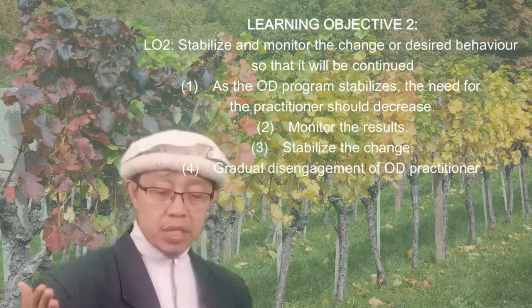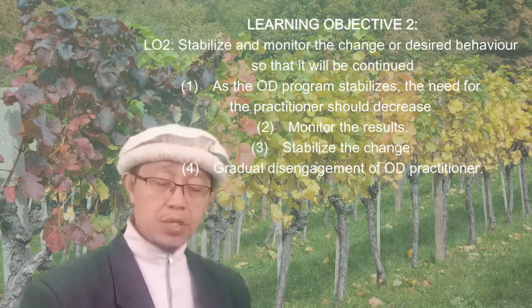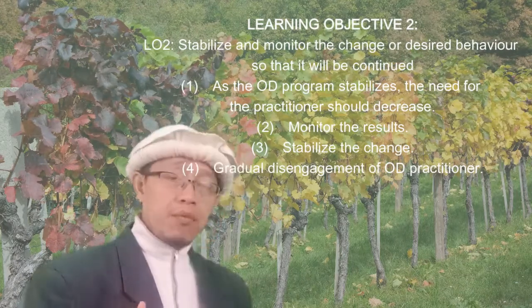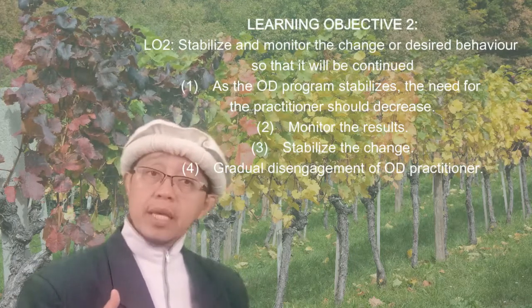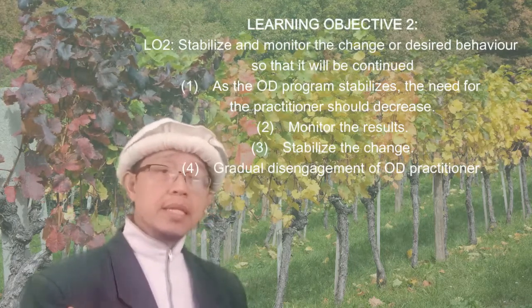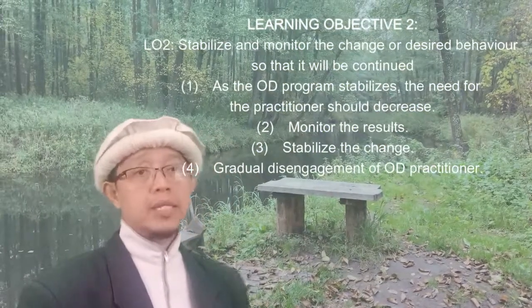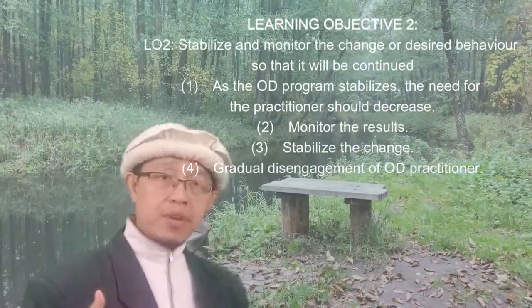And the fourth one is gradual disengagement of the audit practitioner. If we have an external audit practitioner, in that process we have to disengage them first and let the internal audit practitioner continue to monitor and gather feedback from the participating members. As time goes on, the involvement of the internal audit practitioner will also get less and less, and finally they will resume and end the contract with the participating members in the organization.